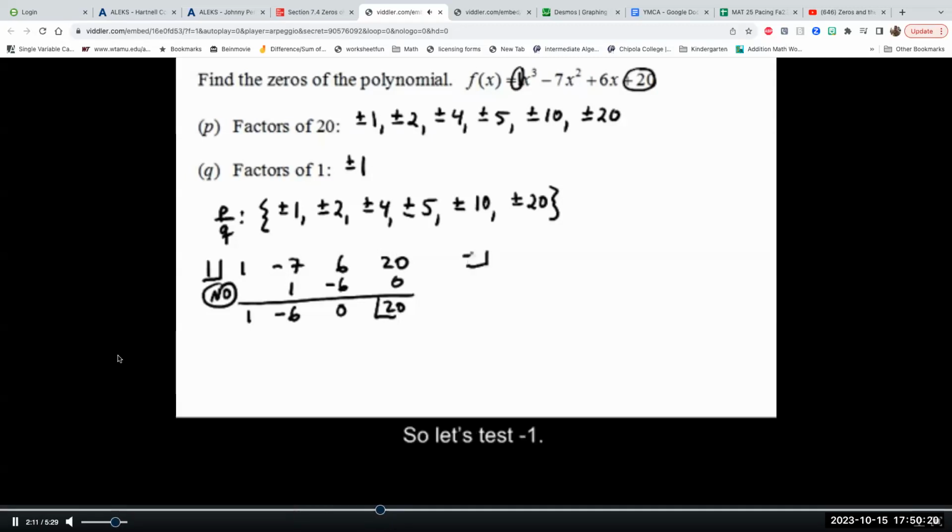So let's test negative 1. I'll set up the synthetic division. Again, what we're looking for is our zero, so we're trying to see which one of these values is going to give us a remainder of 0. All right, so that's what we're after. And again, you're going to get really, really fast at this.